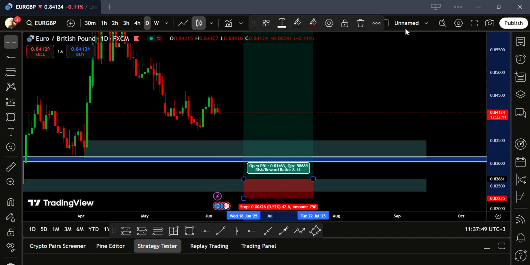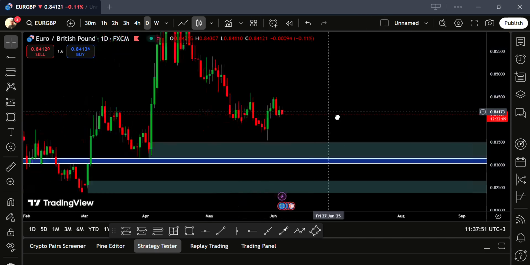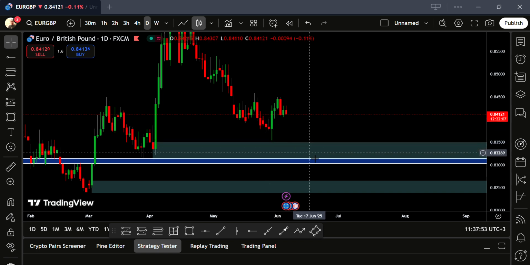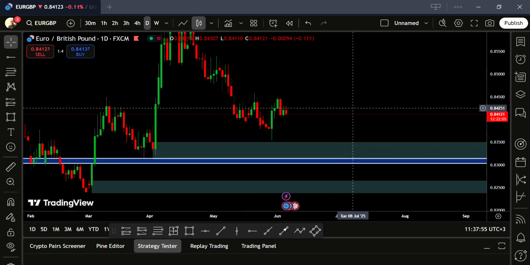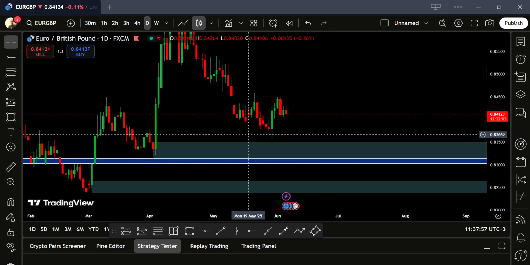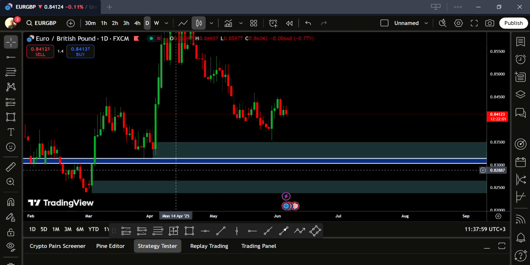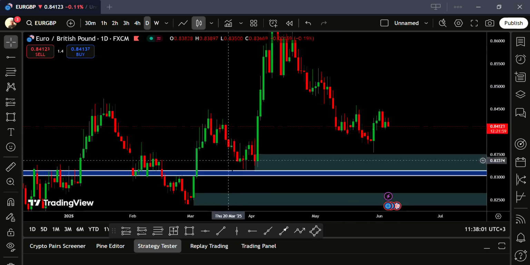However, price might not reach that area. So what do we expect? Price can come here and want to go up. So here we shall need a confirmation entry. These demand zones are both valid. Why? They both break structure.